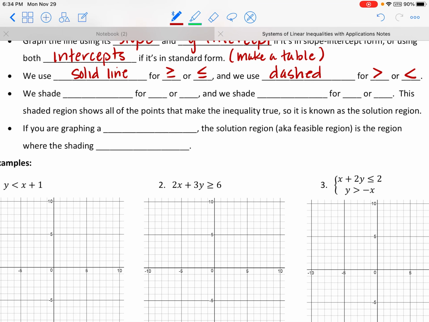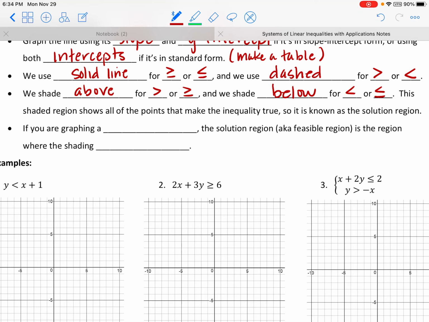And then we're also going to have to shade. We're going to shade above our line if we have a greater than or a greater than or equal to. And we're going to shade below our line if we have a less than or less than or equal to. And again, the shaded region is showing all the points that would make the inequality true, so we call that the solution region.